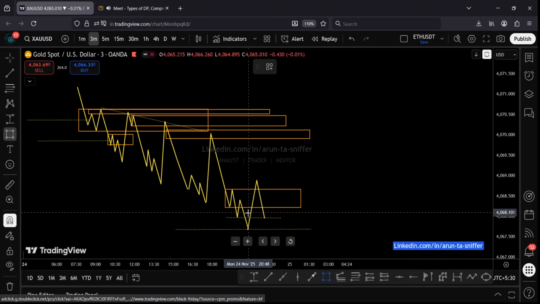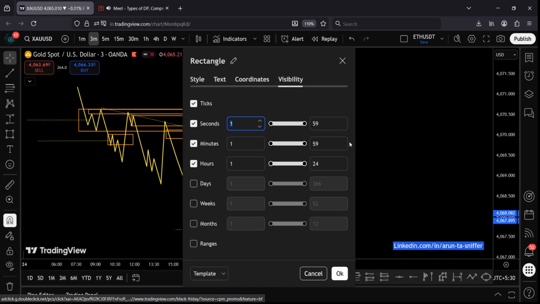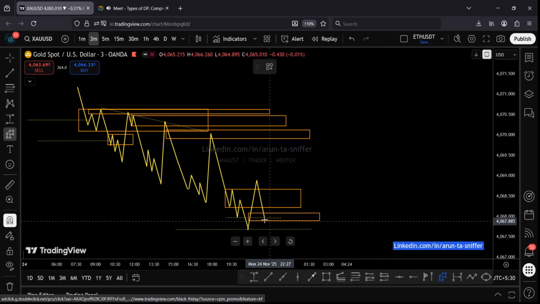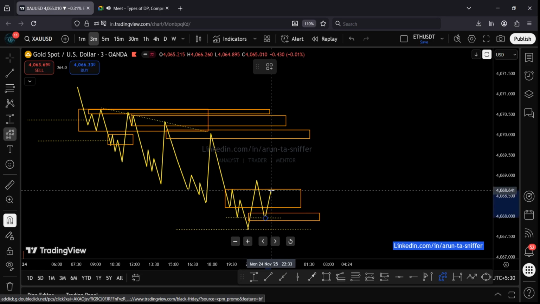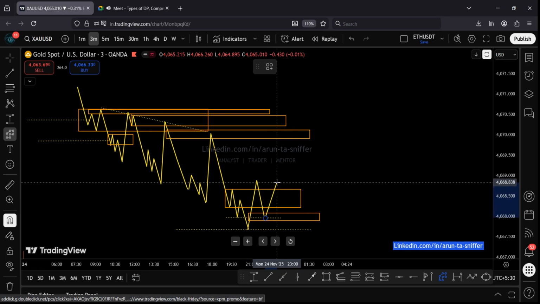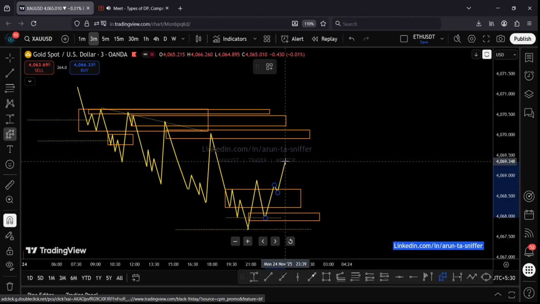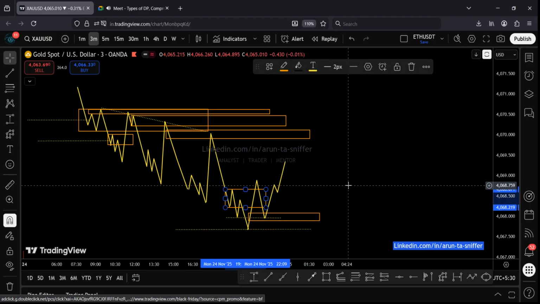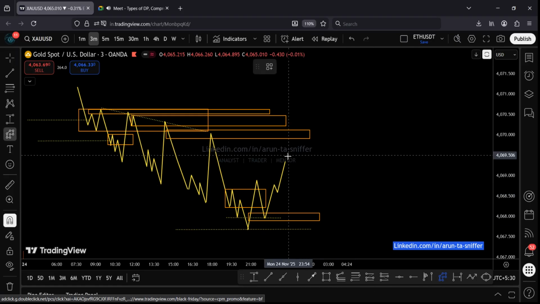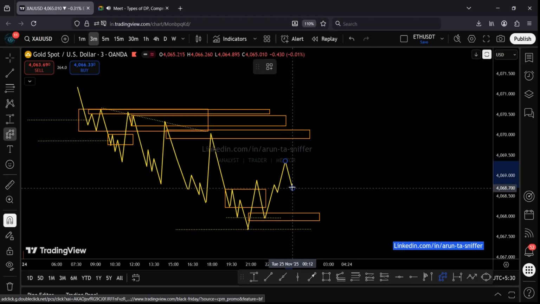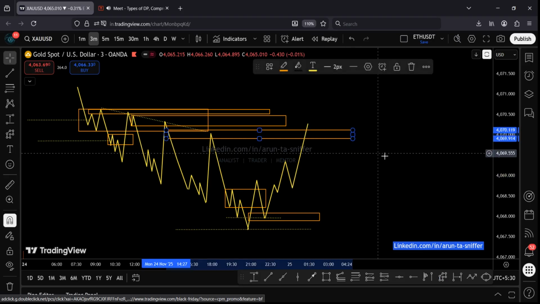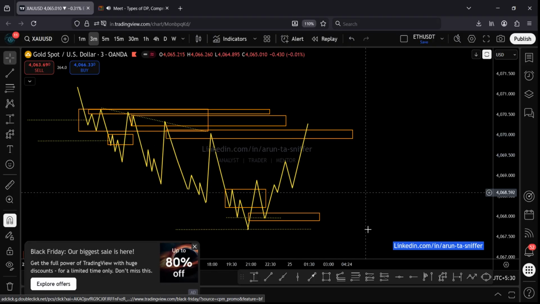A QM will form like this, and what will happen? Price will go up like this and may form a DP here, go up like this, and come down, goes and engulfs this. This OR is engulfed here.